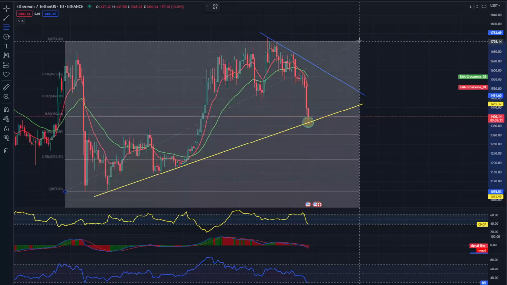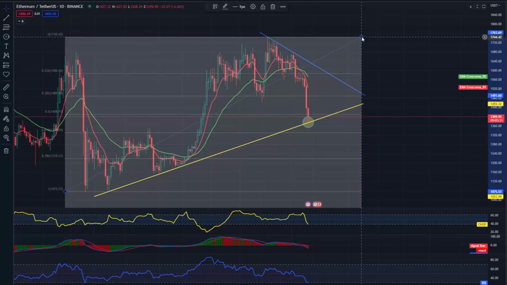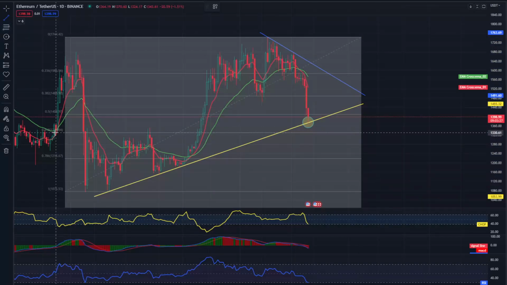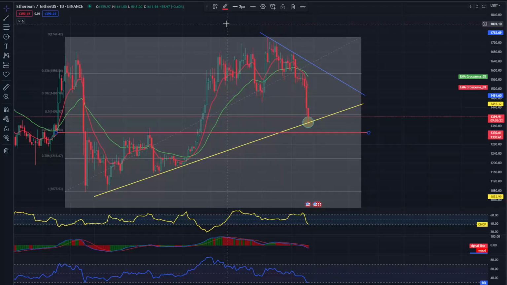Now let's move on to marking the places of support. We will use the fib retracement tool to mark the support, and as you can see, we have the first very strong support at the price of $1,331, while when this level does not hold the price, we can see a drop to around $1,218.